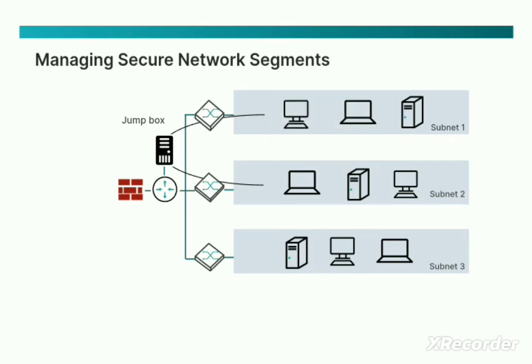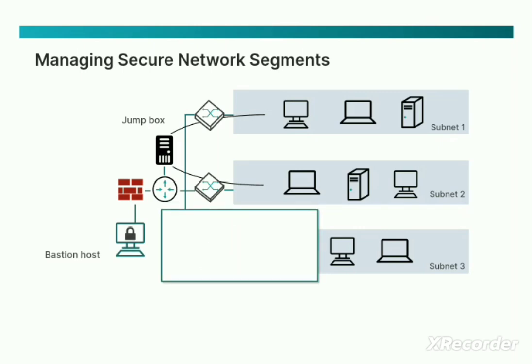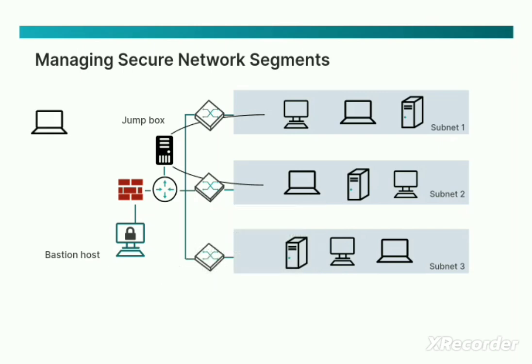Another method of accessing network segments is a bastion host. A bastion host is a server or computer whose purpose is to provide access to a private network from an external network. It's configured to withstand attacks while allowing the users to access subnets through just one application. An example of this is a secured HTML connection. The bastion host provides secure SSH and RDP connects to the internal network segment.